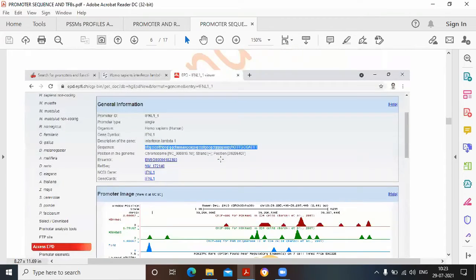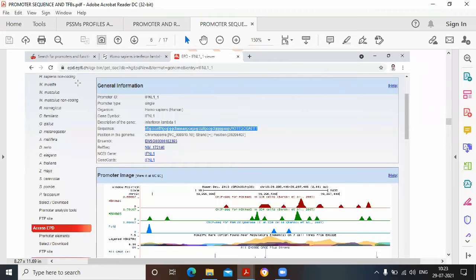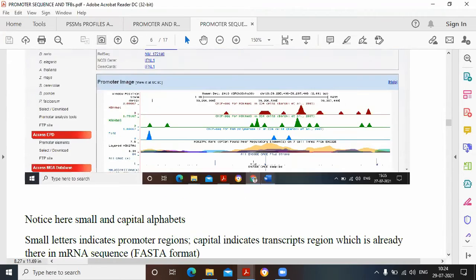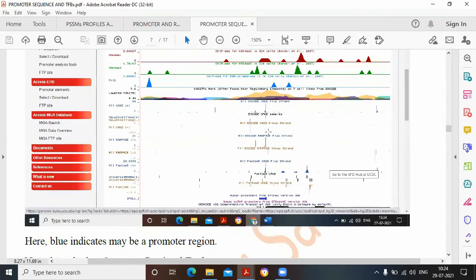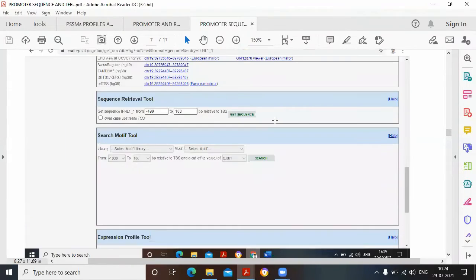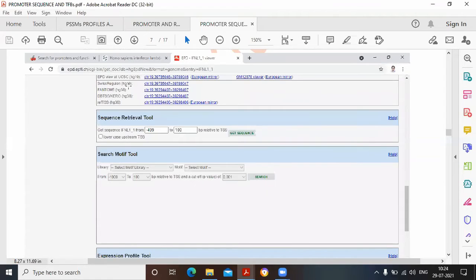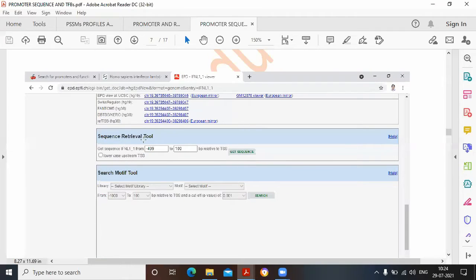Once you click on the search button, the result page appears in front of you. First, look at the result page. This is the top part, where something is written, and then some graphical presentation is there. If you scroll down, you can see it in a better way, and if you scroll down completely, almost at the end of the page, there is the sequence retrieval tool, and some information is given.